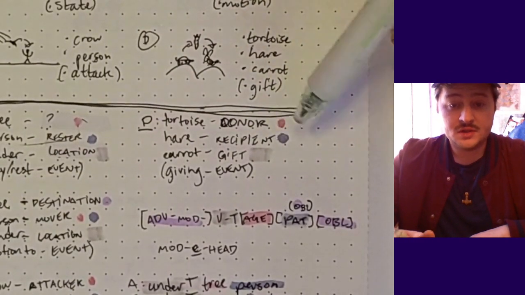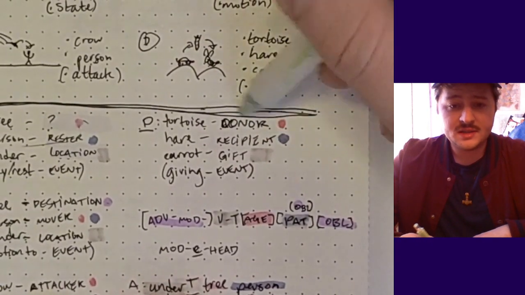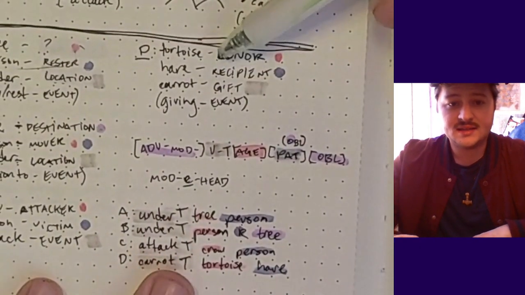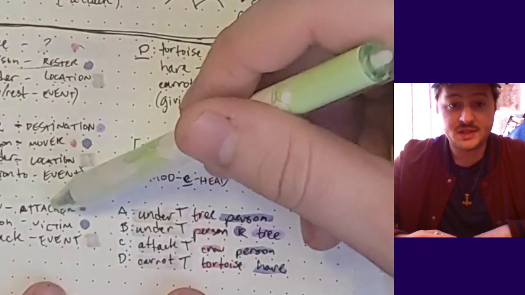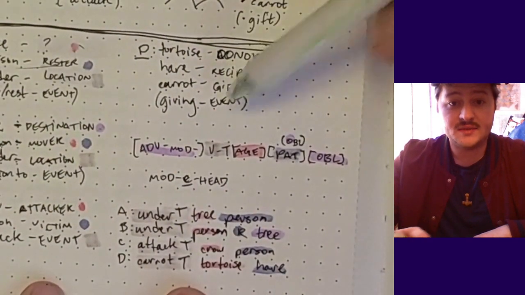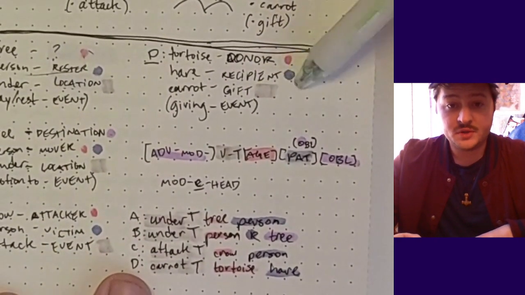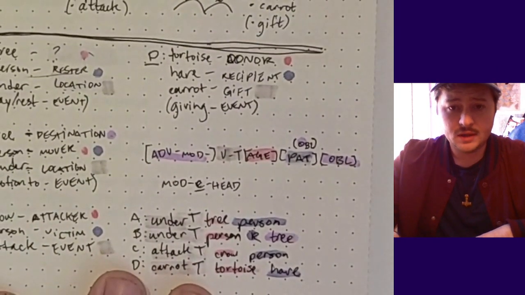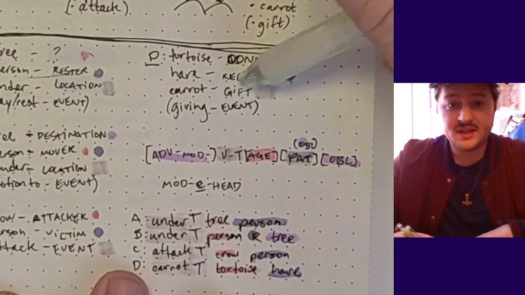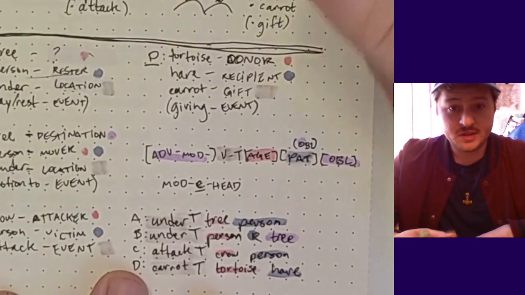Some languages do something that is called secondative, which is where they actually treat the recipient like the patient. Like the recipient is in the same role as the person being attacked by the crow. So just like a crow attacks a person, a tortoise gives a hare something. And that something then, if we're treating the hare like a patient, then we have to treat the carrot like something else. And so what will happen is the carrot gets put into a secondative case.